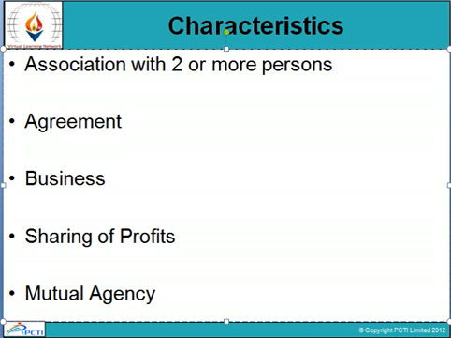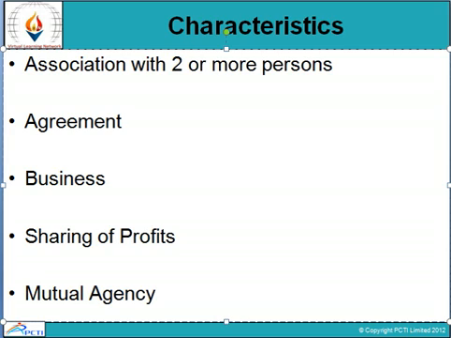Now, characteristics of the partnership. First one is association of two or more persons. There should be at least two or more persons to form a partnership. If the number of partners gets reduced to one by any reason, say death or insolvency of a partner, it would cease to be a partnership.